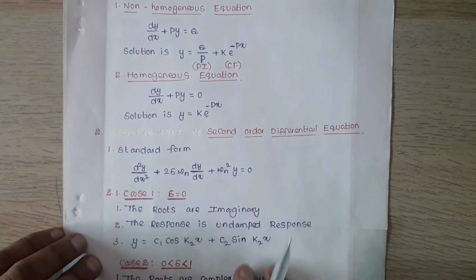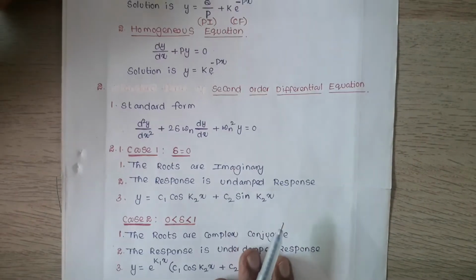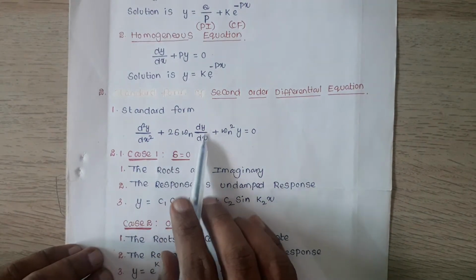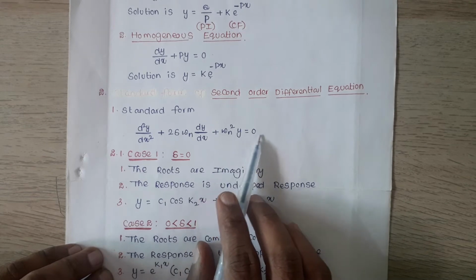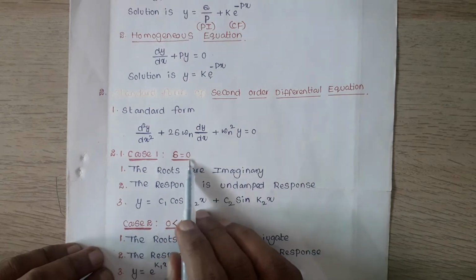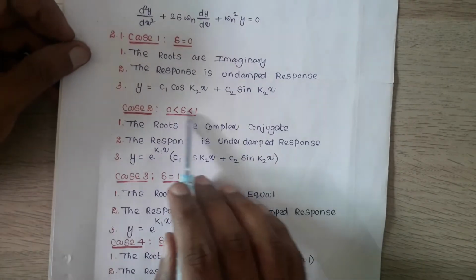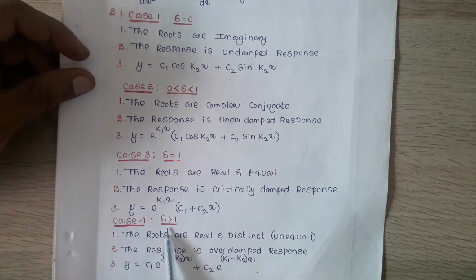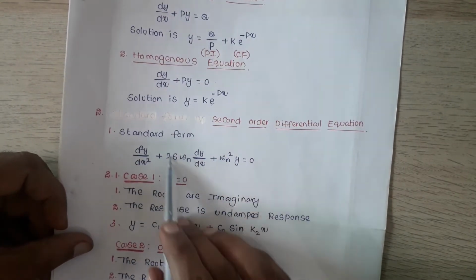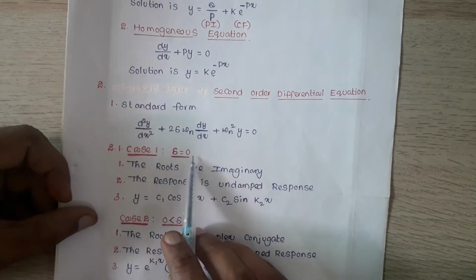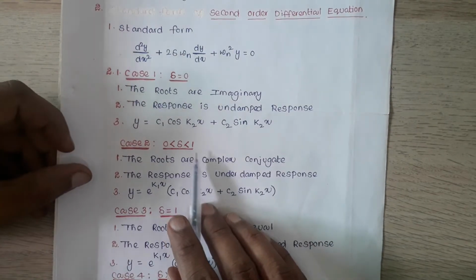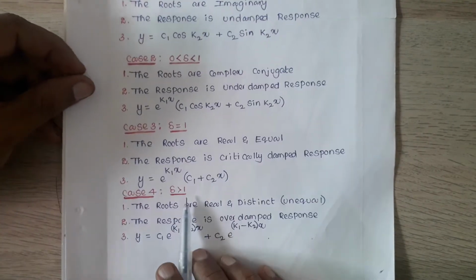Now the second order differential equation. The second order differential equation is in this form: d square y by dx square plus 2 zeta omega n dy by dx plus omega n square y equal to 0. Here there are four cases, and it depends on the value of zeta. Zeta equal to 0 is one case, zeta in between 0 and 1 is one case, zeta equal to 1 is one case, and zeta greater than 1 is one case.